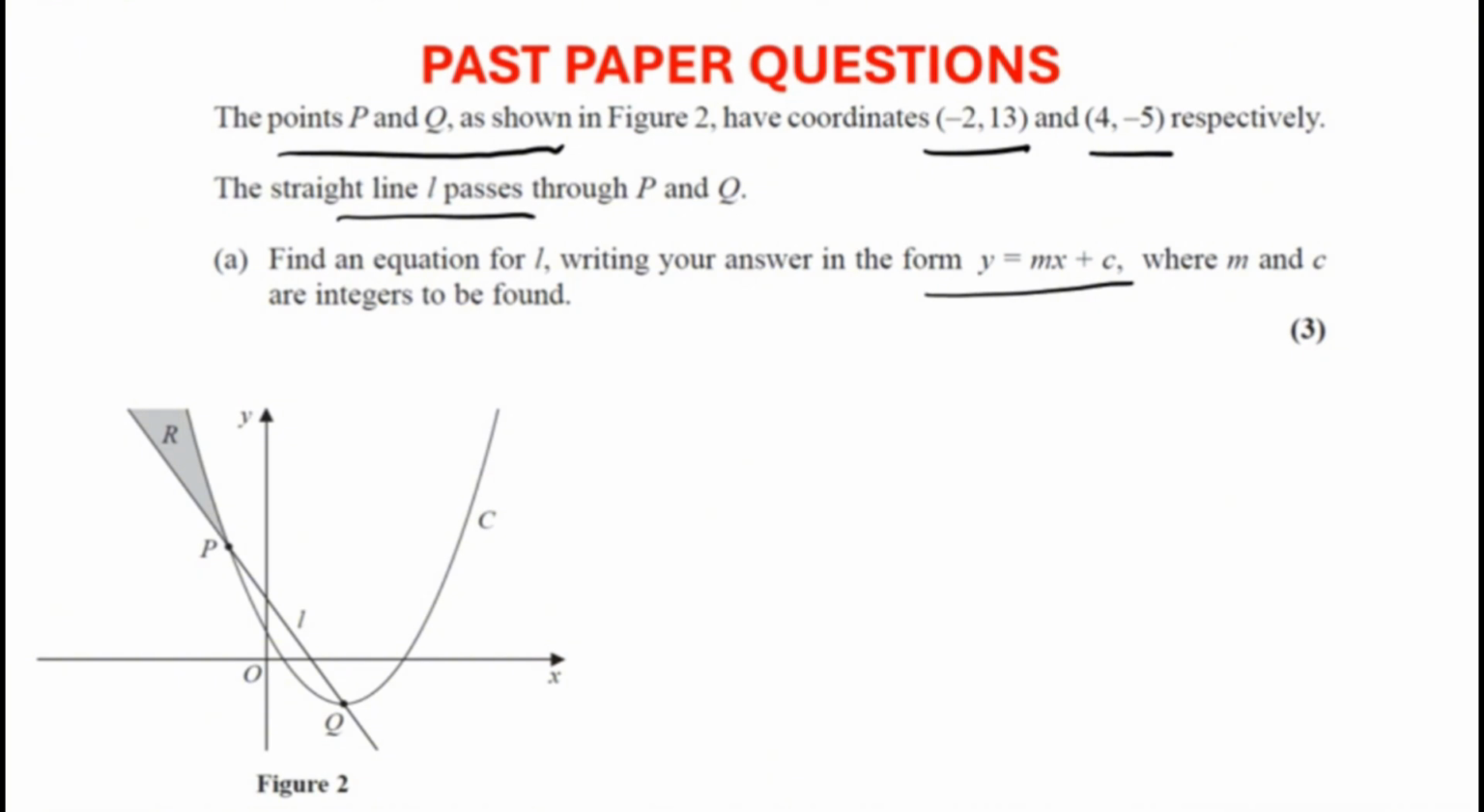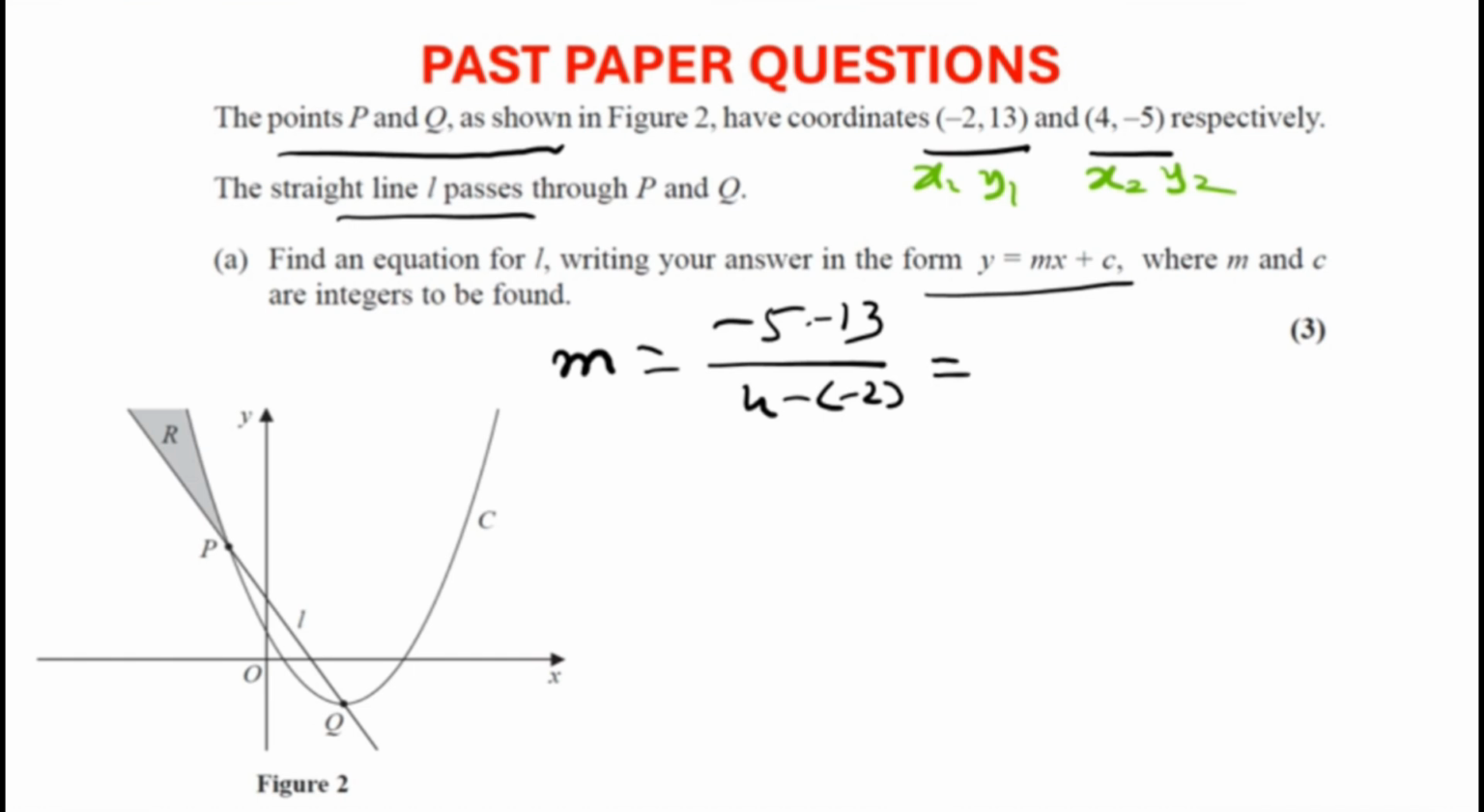Now for that, first we have to find the gradient. So for that I can rewrite this one as x1, y1 and this as x2, y2. That can help us to find the gradient. So m is equal to y2 minus y1 over x2 minus x1. So minus 5 minus 13 will give me minus 18, and minus minus plus 2 and 4 plus 2 will give me 6. So my gradient is equal to minus 3.